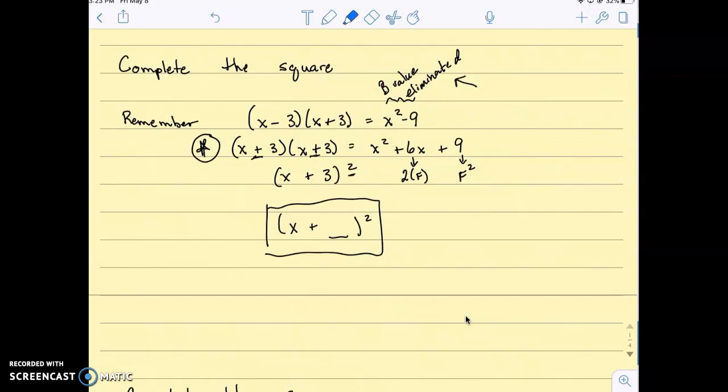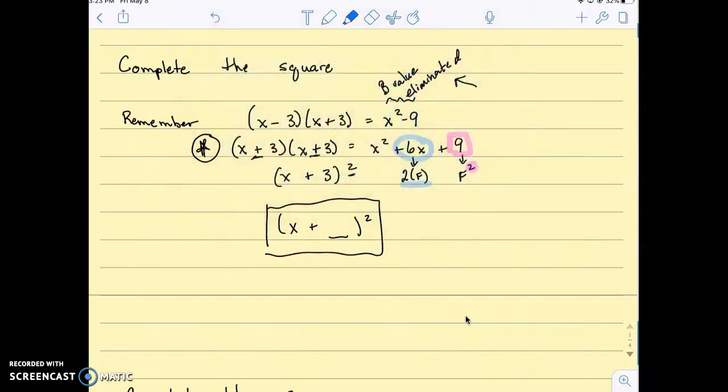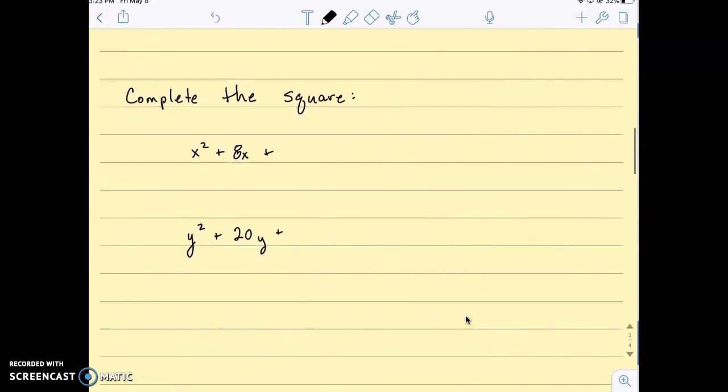I want to remind you that the linear term is 2 times whatever your constant was. I have F for factor, and the number on the end is the square of whatever your constant was. And in this case, the constant was 3. So here is that constant value. My goal is to be able to write x plus some number squared. So let's give this a shot.